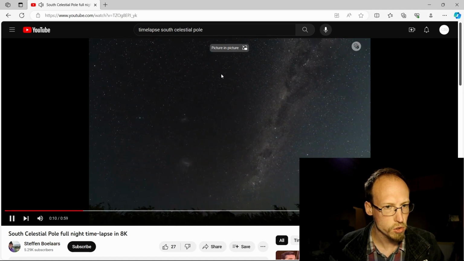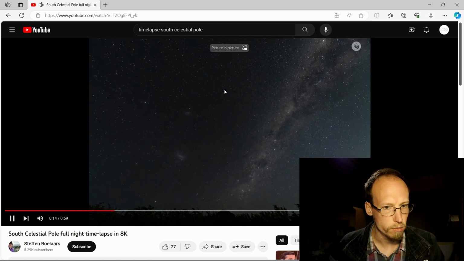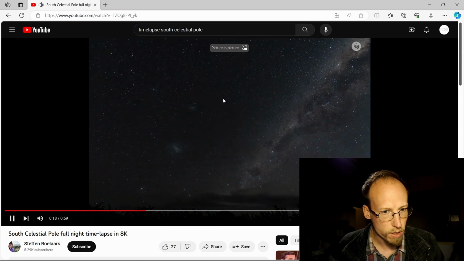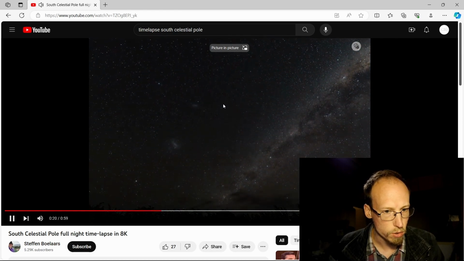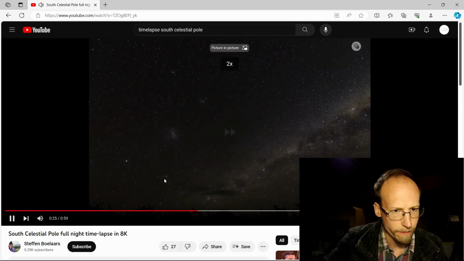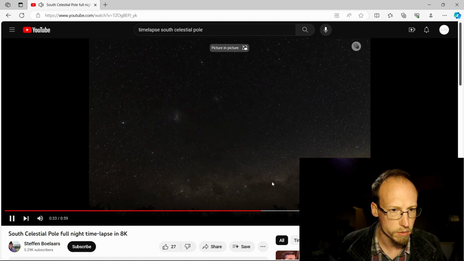Okay, so you have a rotation point. It is called the South Celestial Pole, where roughly in this area, it looks like you have a point at which everything rotates around. Now, this is a time lapse. We can go ahead and speed it up because mine is very fast. This is very slow.